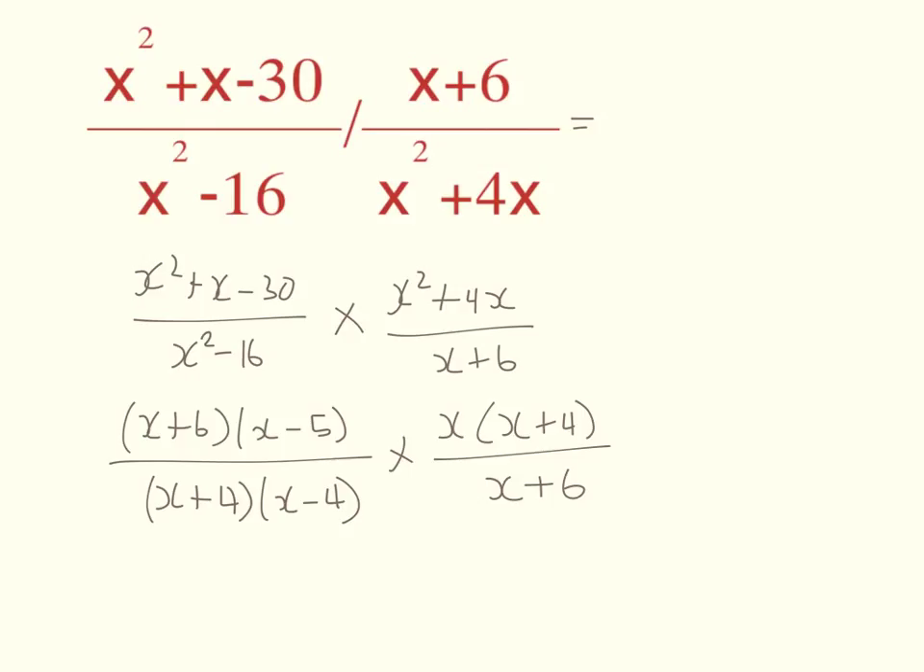And again, yet another bonanza of cancellations. Look, x plus 6 and x plus 6, goodbye, goodbye. And again, x plus 4 and x plus 4, see you later, see you later. And finally, what we've got left is just this with that x and then that. So my final answer is x into x minus 5 divided by x minus 4, and this is done. I hope that's the answer that you got.